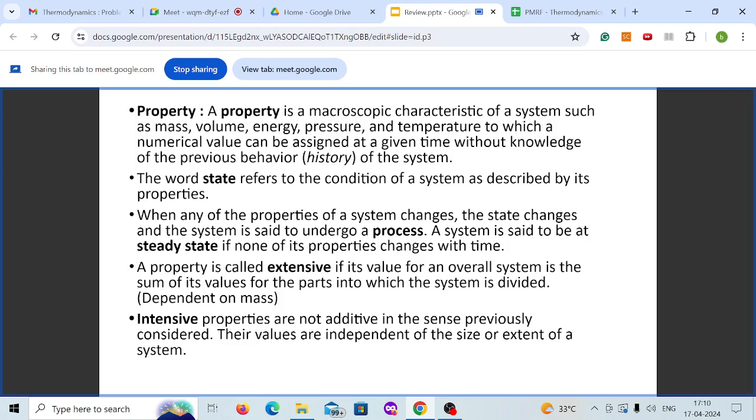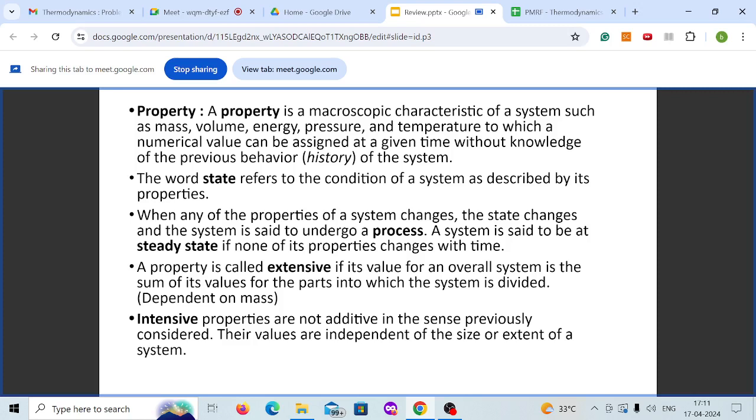So a property is a macroscopic characteristic. It's just like defining a person by weight, height, or name. System properties are like that for the system. A property is a macroscopic characteristic of a system such as mass, volume, energy, pressure and temperature, for which a numerical value can be assigned without any knowledge of the previous behavior or history of the system.